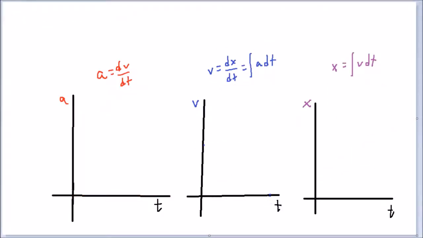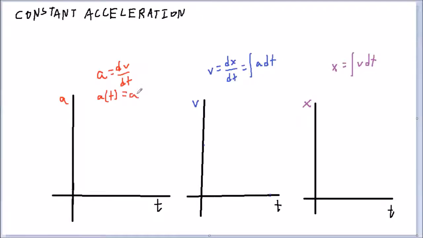Our second special case here is going to be constant acceleration. Constant acceleration, as the name implies, just means that the acceleration is going to be constant. It does not change over time. So our acceleration function here is just going to be a of t always equals a, for some constant value a. And if we graph this on this a over t graph, we're just going to have this straight horizontal line somewhere at a y value of a.